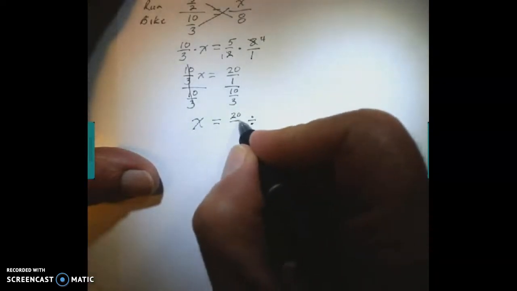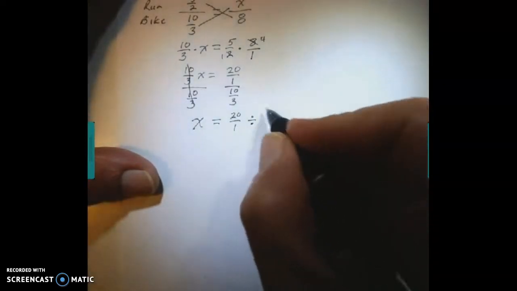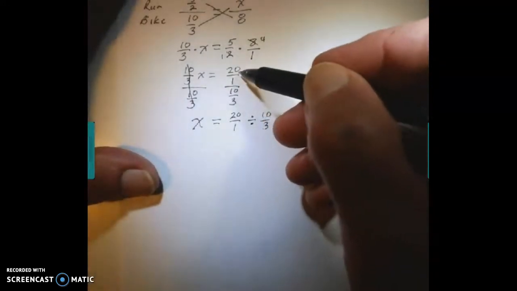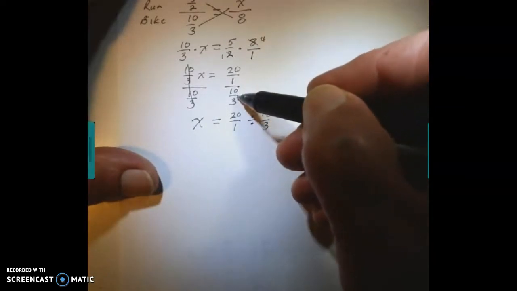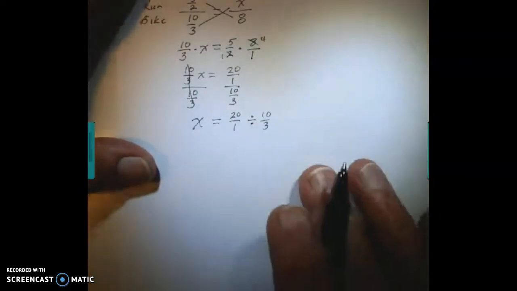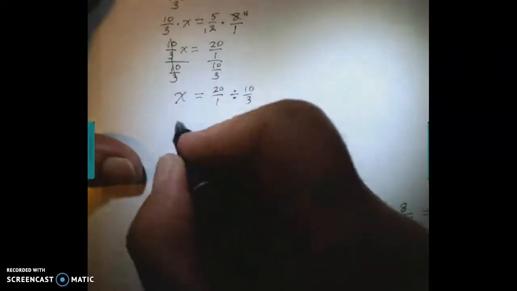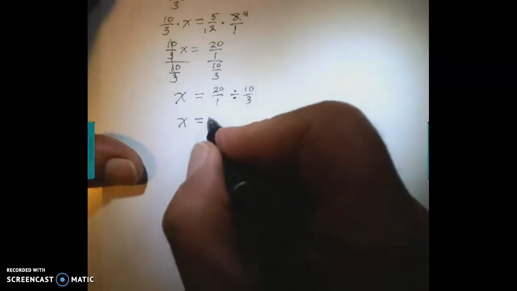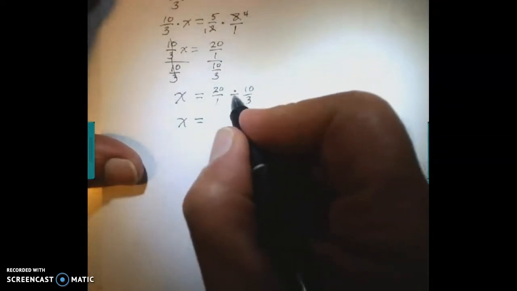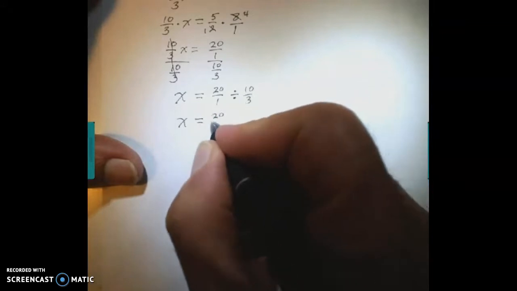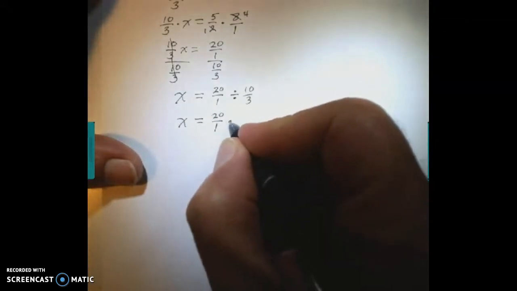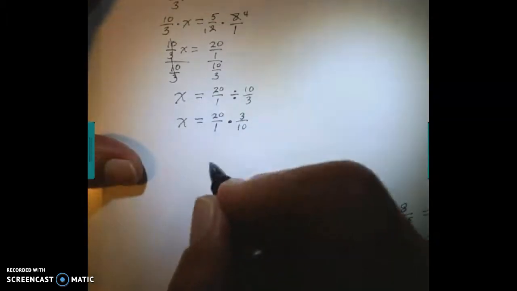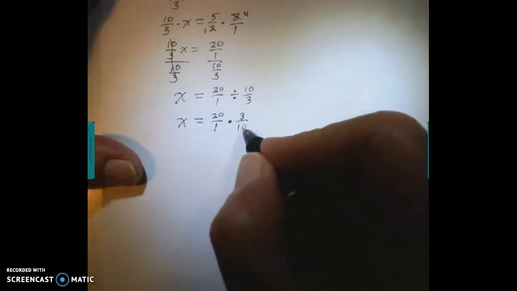So 20 over 1 divided by 10 thirds. Okay, the same way you would read that, 20 over 1 divided by 10 thirds. That's how you write it. And then, you don't really divide with fractions, you multiply by the reciprocal. So, keep dot flip or keep change flip, 20 over 1 times the reciprocal, 3/10. Oh, and that is beautiful because it reduces so nicely.